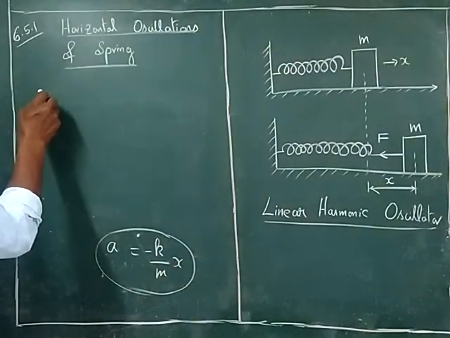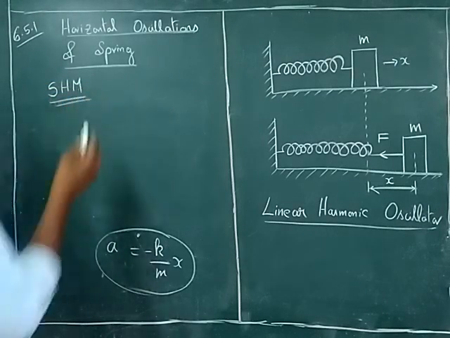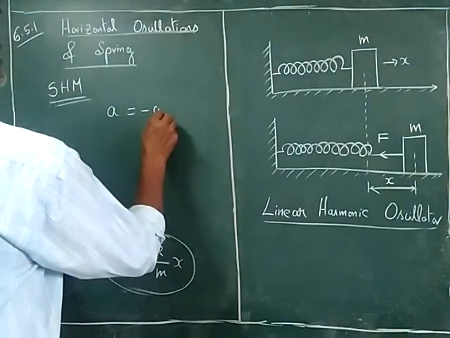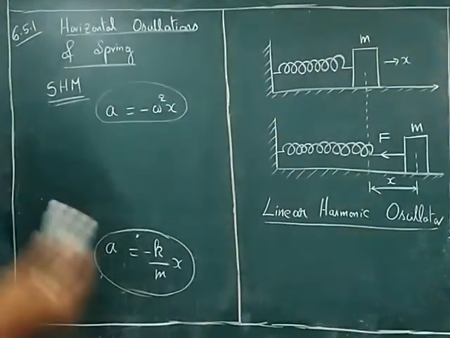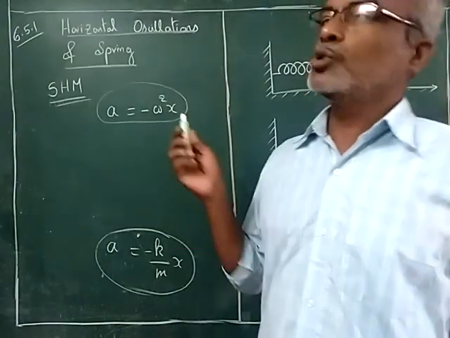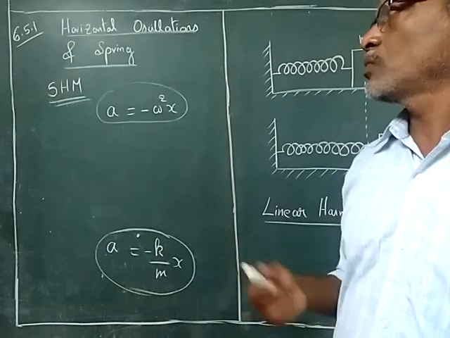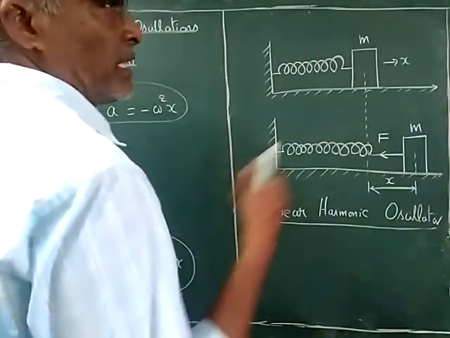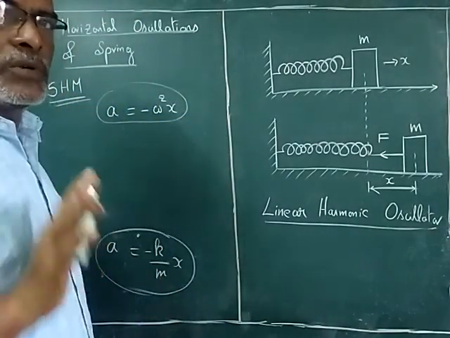Already, while dealing with simple harmonic motion, we got the answer for acceleration, which is minus omega square x. This we have derived and explained in our previous videos. Please go through those videos. In that we derived acceleration, which is given by minus omega square x, where x is the displacement. In that case, we were dealing with vertical displacement, so y came. Anyhow, it is going to be displacement only.